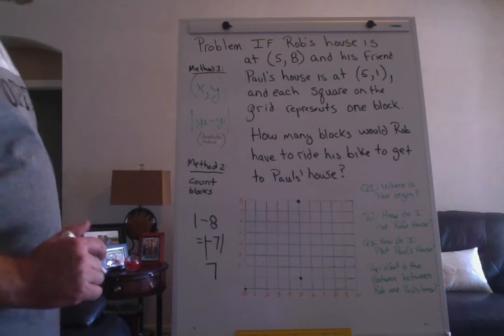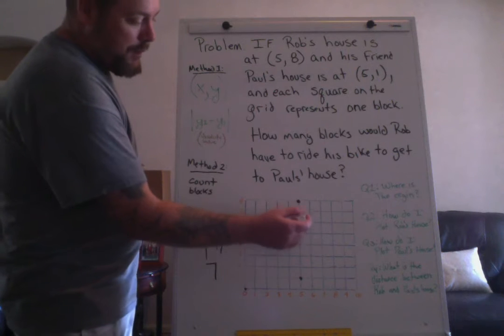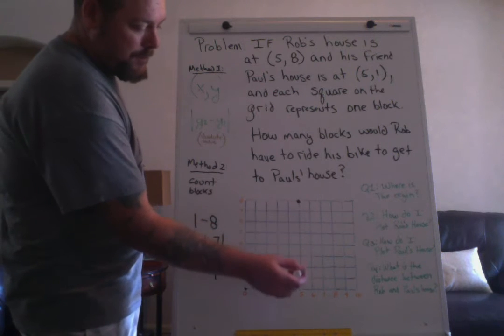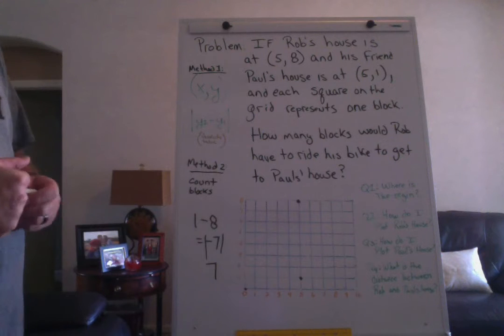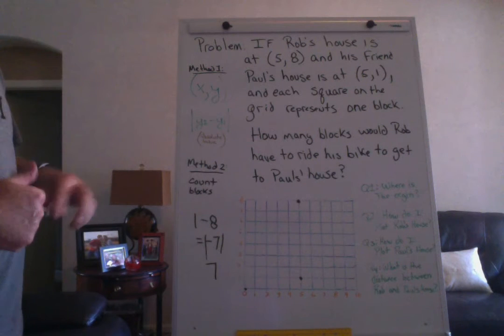The second method is you can count blocks. 1, 2, 3, 4, 5, 6, 7. There is a total of 7 blocks between Rob and Paul's house.